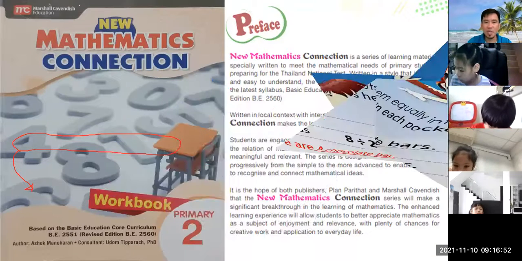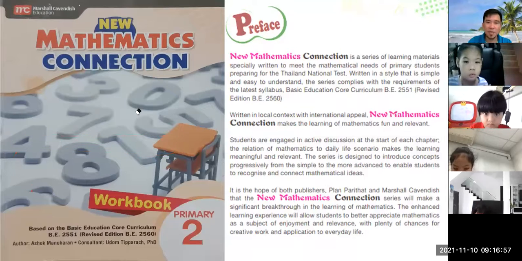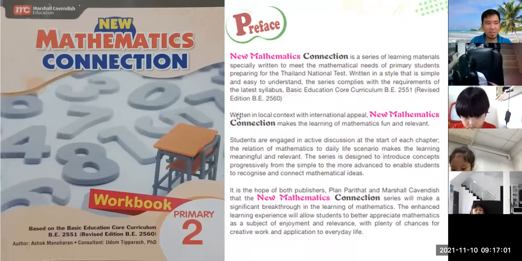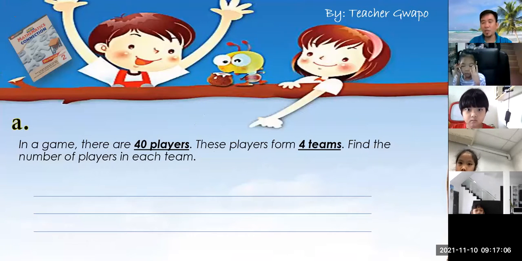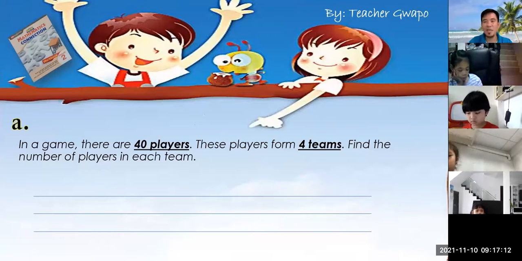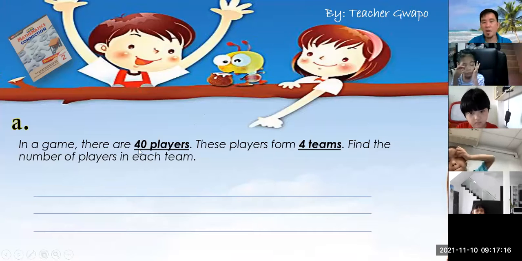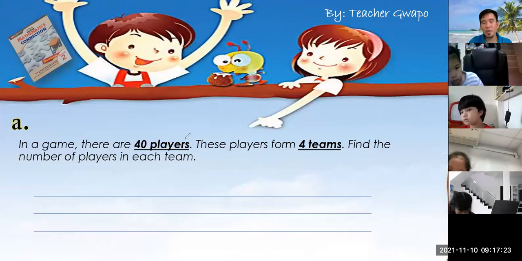Now, please get your workbook and open it on page 103. Let us answer letter A. In letter A, you will see a problem about 40 players. Let me read this for you. In a game, there are 40 players, and these players form 4 teams.